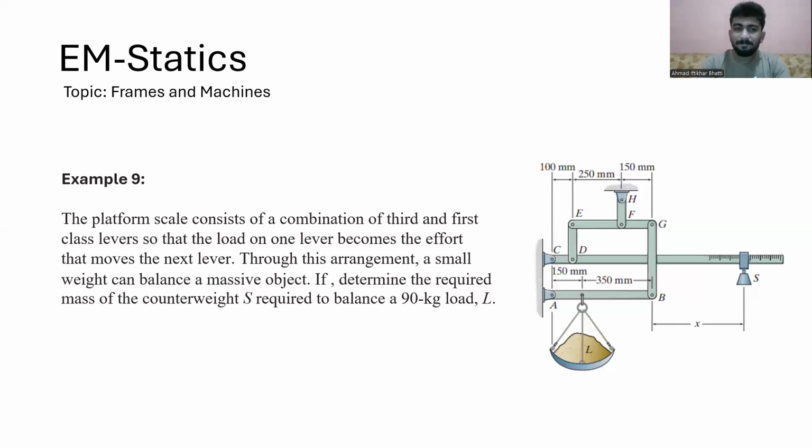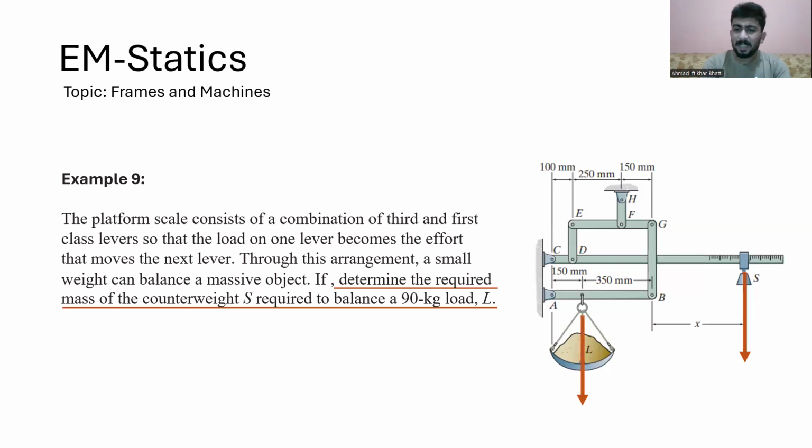In this problem, you see a platform scale consists of a combination of the third and first class levers so that the load on one lever becomes the effort that moves the next lever. And you see in this problem, we have to find the required mass M of the counterweight S that is required to balance a 90 kg load at point L.